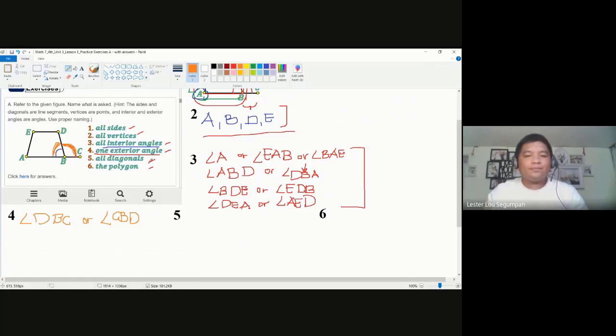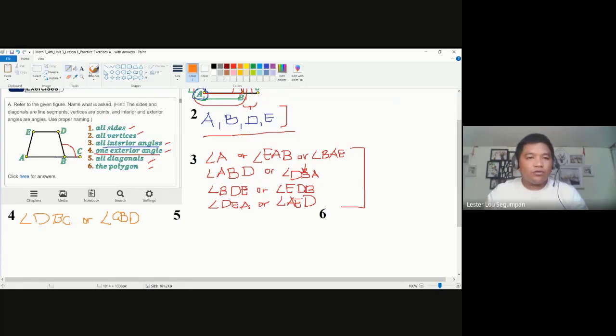Now, let's proceed to number 5. For number 5, we are tasked to determine the diagonals that could be present in this polygon. But we cannot actually determine the diagonals immediately just by looking at the figure, because a diagonal, as defined, is a line segment drawn by connecting two non-consecutive vertices. In this case, we are still going to draw them to determine what those diagonals are.